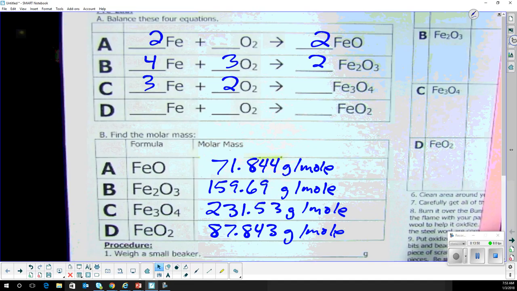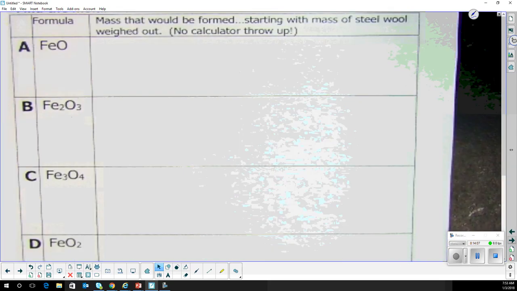87.843. Okay, if you've forgotten how to do this, basically all you should have done is taken iron's mass, like for B, which is 55.845, times it by 2, add to it 3 times oxygen's mass, which is 15.999. Okay, and that's where we got these. We're going to use this. We're doing parts on this lab, so when it gets to the stoichiometry, we've got all the parts, we don't have to stop and add things up.